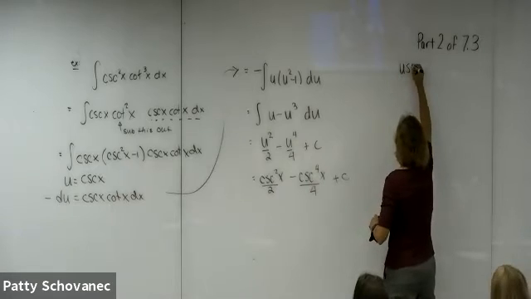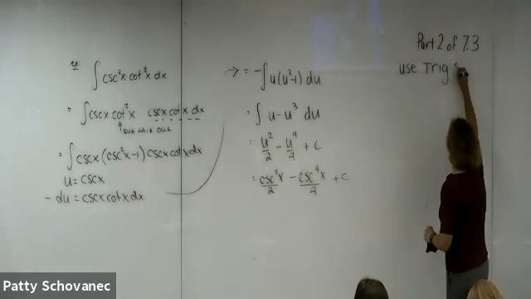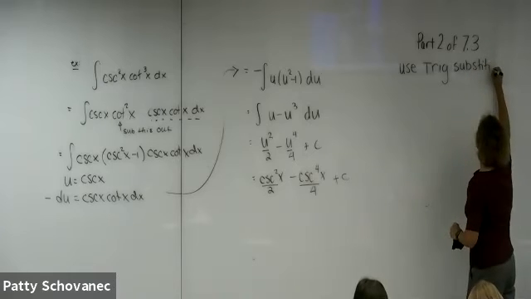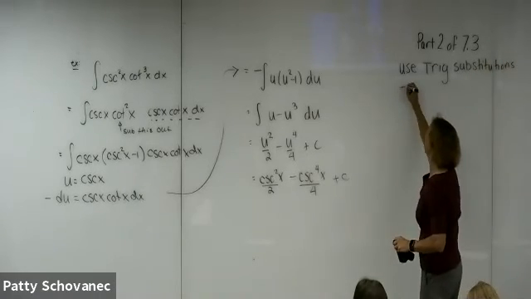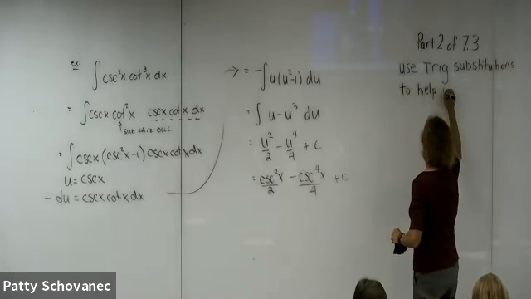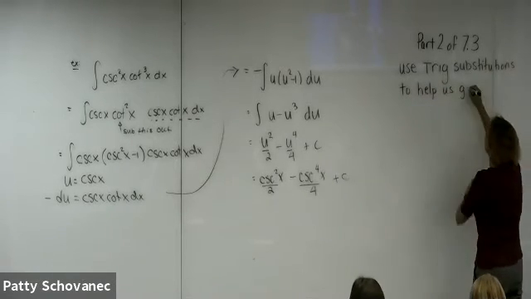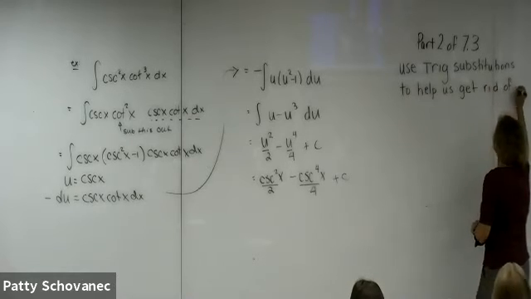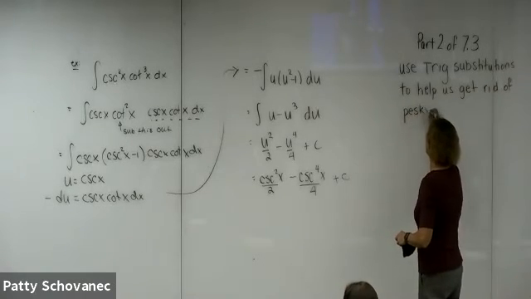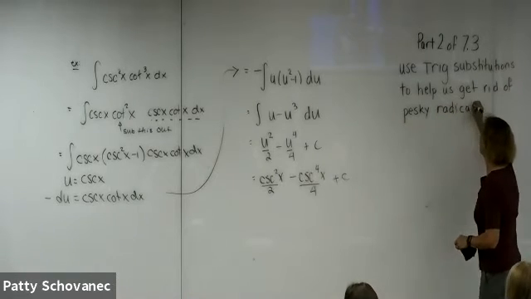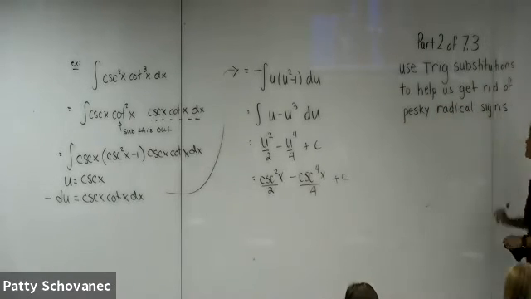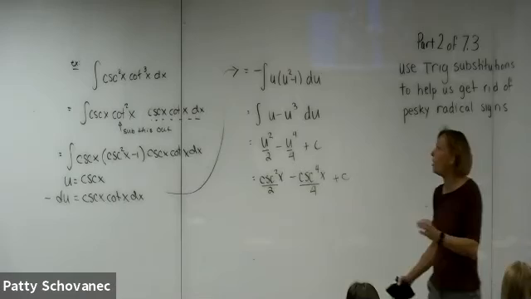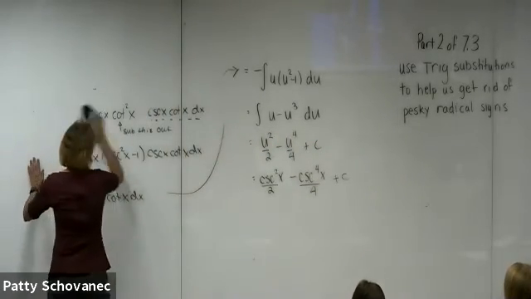I'm going to use trig substitutions to help us get rid of pesky radical signs. Radical signs are pesky if they're not ordinary u-du integrals, and they're not already our inverse trig functions. Right? They're only the ones that are pesky, not the ones that we know already. So let me remind you of the ones we know already.